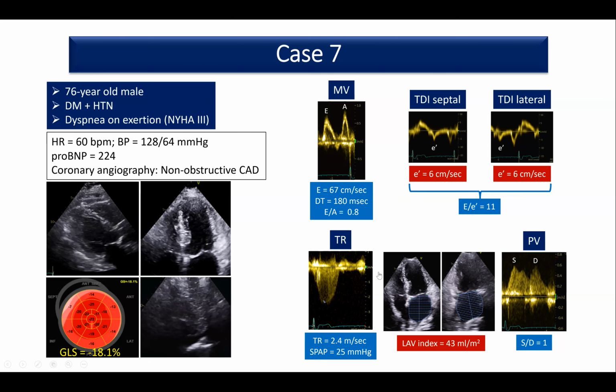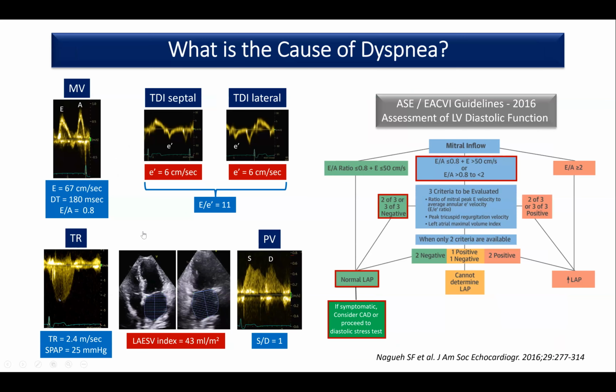However, if you go by the guidelines, let's look at the guidelines. When you have an E to A ratio here of 0.8 and the E velocity more than 0.5, we fall here in the middle. So we have to look at the three criteria. We have to look at the TR velocity, the LA volume, and the E/E prime ratio. The E/E prime ratio is normal. The TR velocity is normal. The only abnormality is the LA volume. So 2 out of 3 are normal. It tells us the LA pressure is normal.